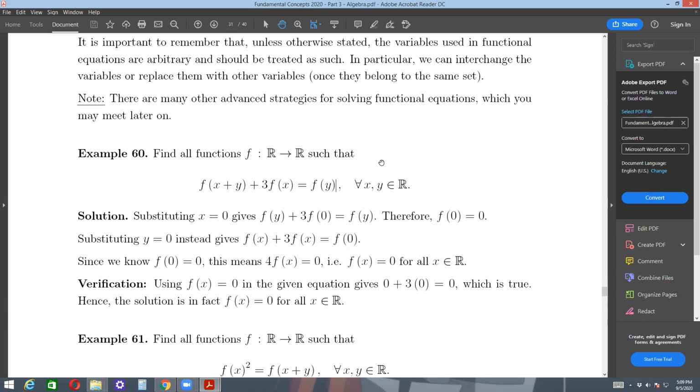All right, so the solution is there, right? But if you look at this equation, if you take y as 0, substitute y as 0, you'll get f of x plus 3 f of 0 equals f of x. Either y is 0 or x is 0, you'll get basically the same thing.